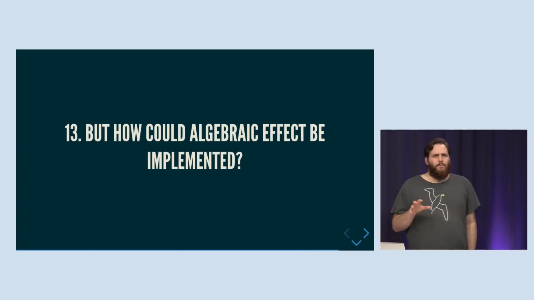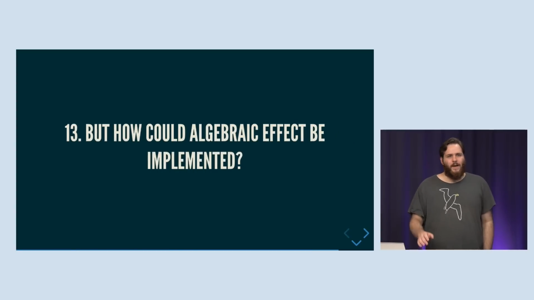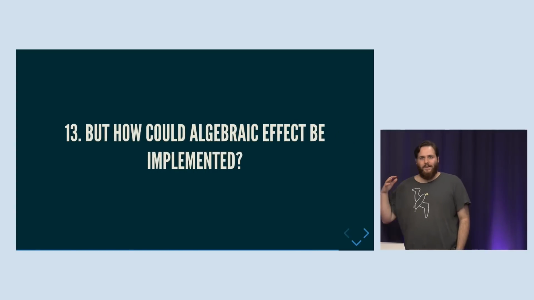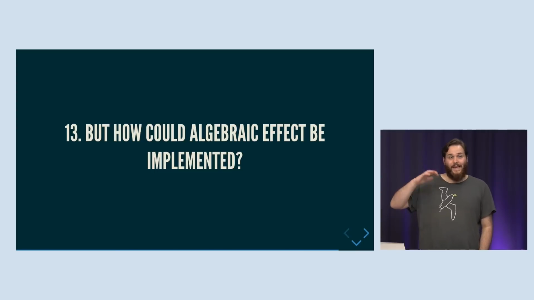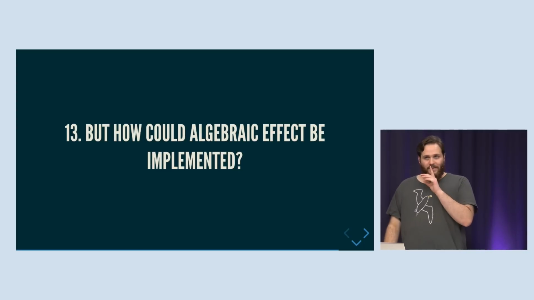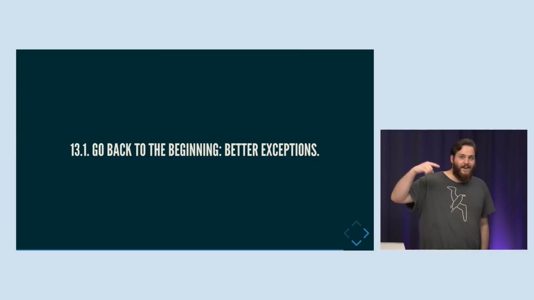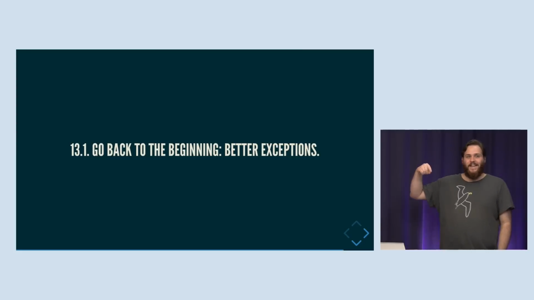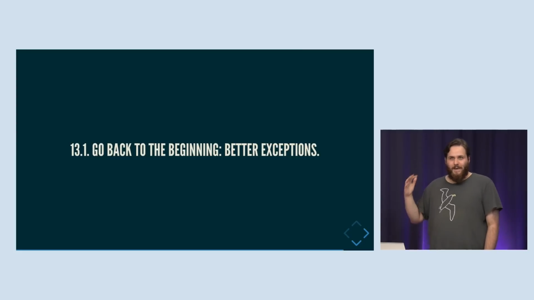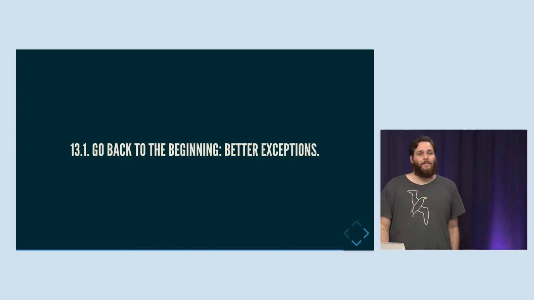But how could this possibly be implemented? I mean, we're having an insane wish list. How would we get there even? And I'm not even going to show you fully how we get there, and you can figure that out yourself. But I have some pointers where we start. Namely, we can go back to the beginning of the presentation where I said exceptions aren't that great. We could just make exceptions better, a lot better.